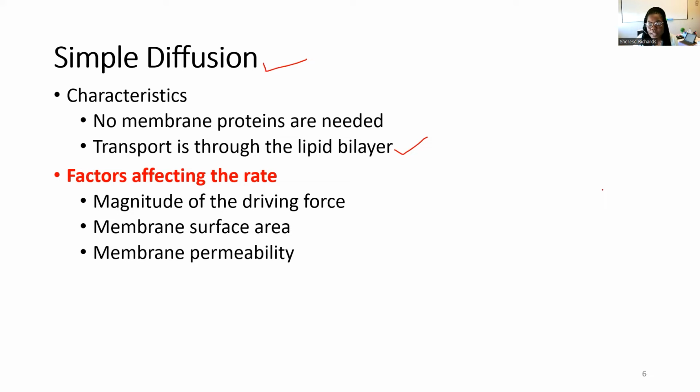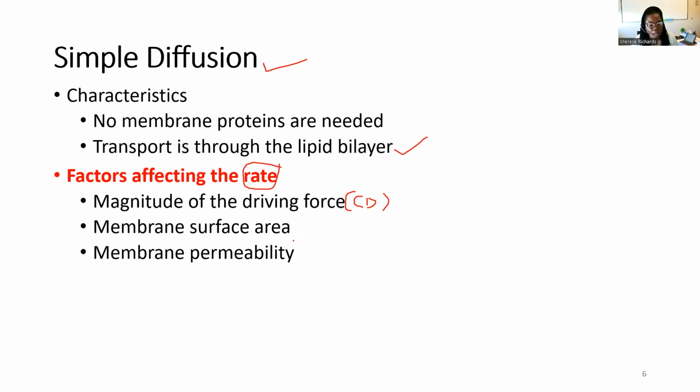Some of the factors that affect the rate of simple diffusion, in other words, how fast those particles can move through that lipid bilayer, are the magnitude of the driving force, okay, which we know has a lot to do with the concentration gradient or the chemical driving force. The second is going to be the membrane surface area. How much of that membrane surface exists for those particles to be able to move across? That's going to greatly affect the rate at which particles can move.